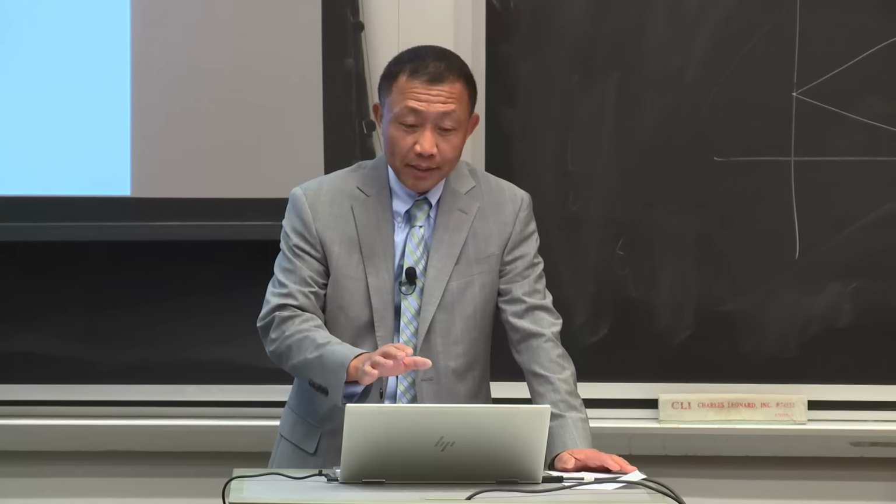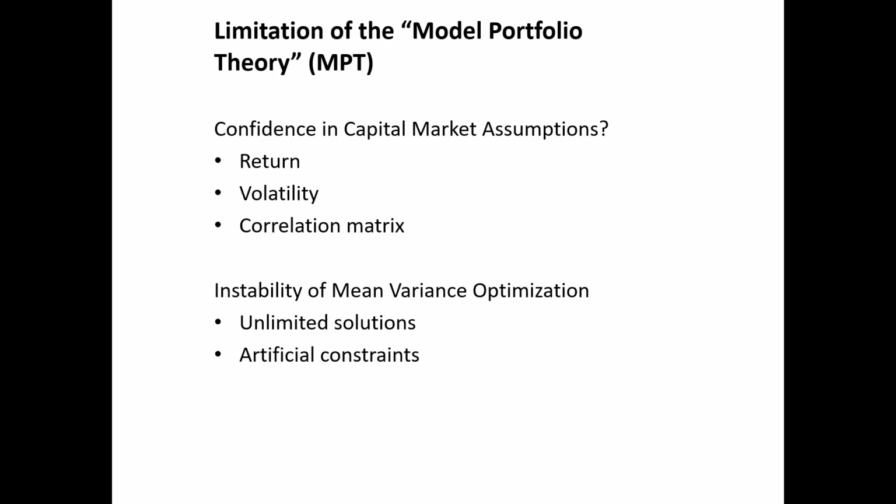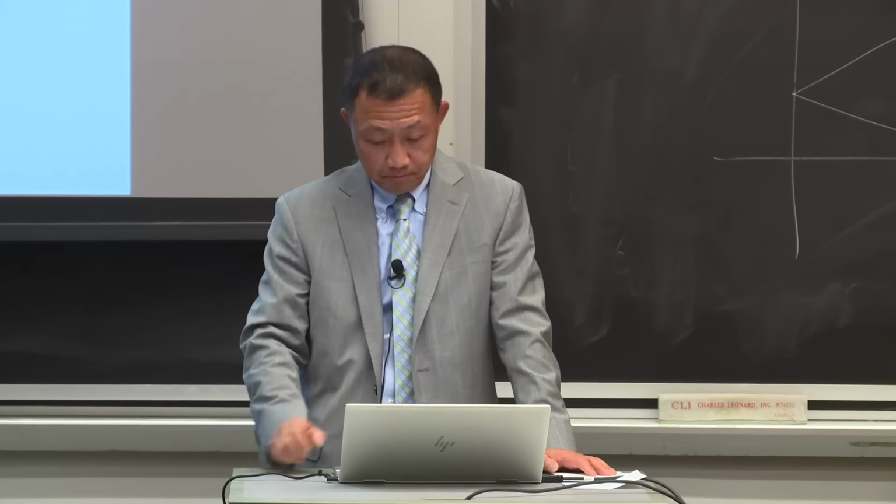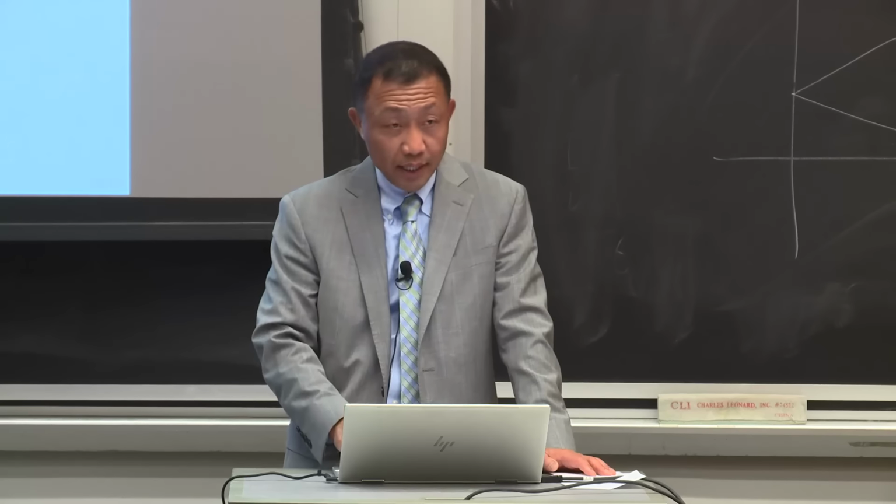A lot of these depend on your confidence in the capital market assumptions, which are the projections of return, volatility, and the correlation matrix of these investments, right? And the mean variance optimization problem often has an unlimited number of solutions, and you have to put artificial constraints to bound the solutions. They are very sensitive to small changes of these capital market assumptions. So in practice, it's very hard to use. Probably not many people use it.